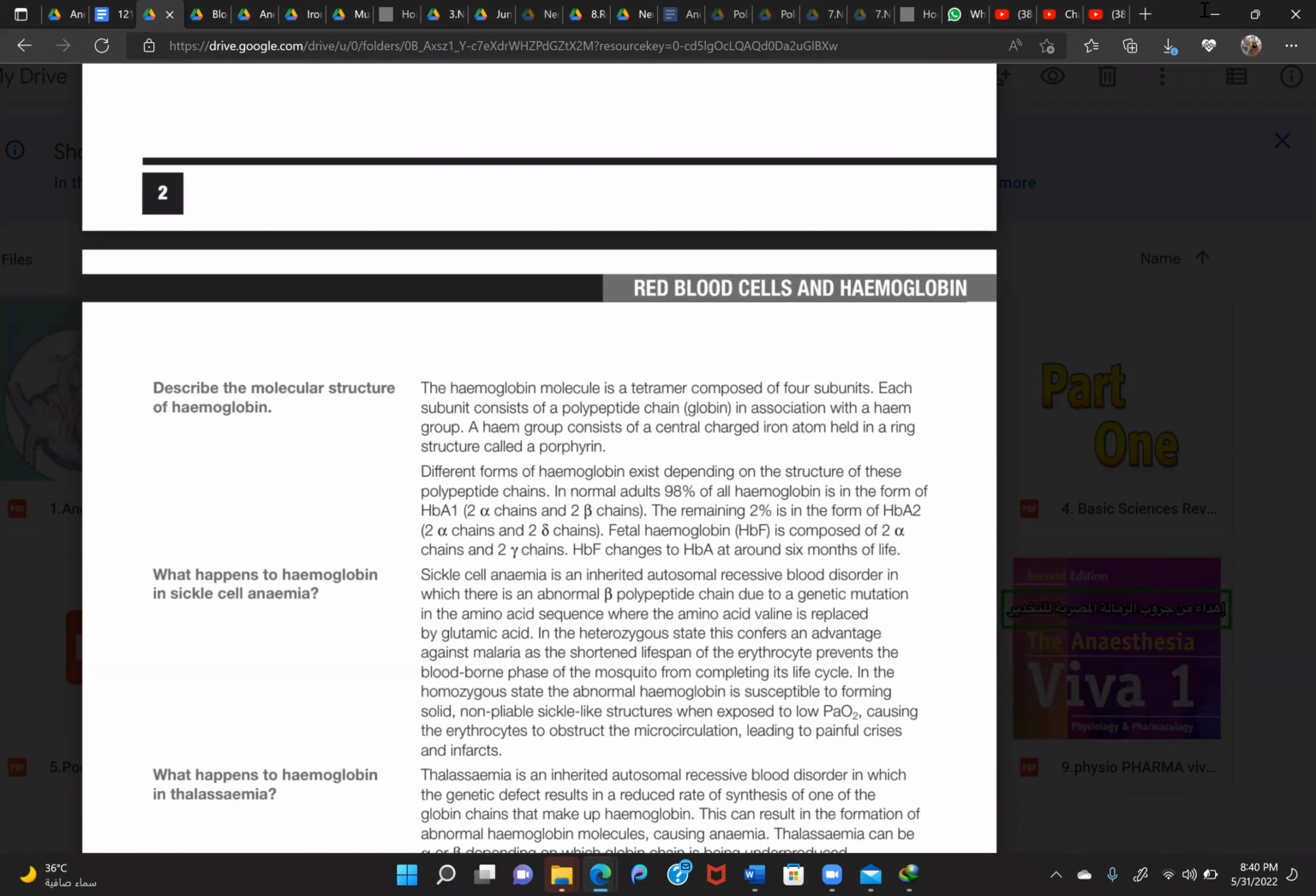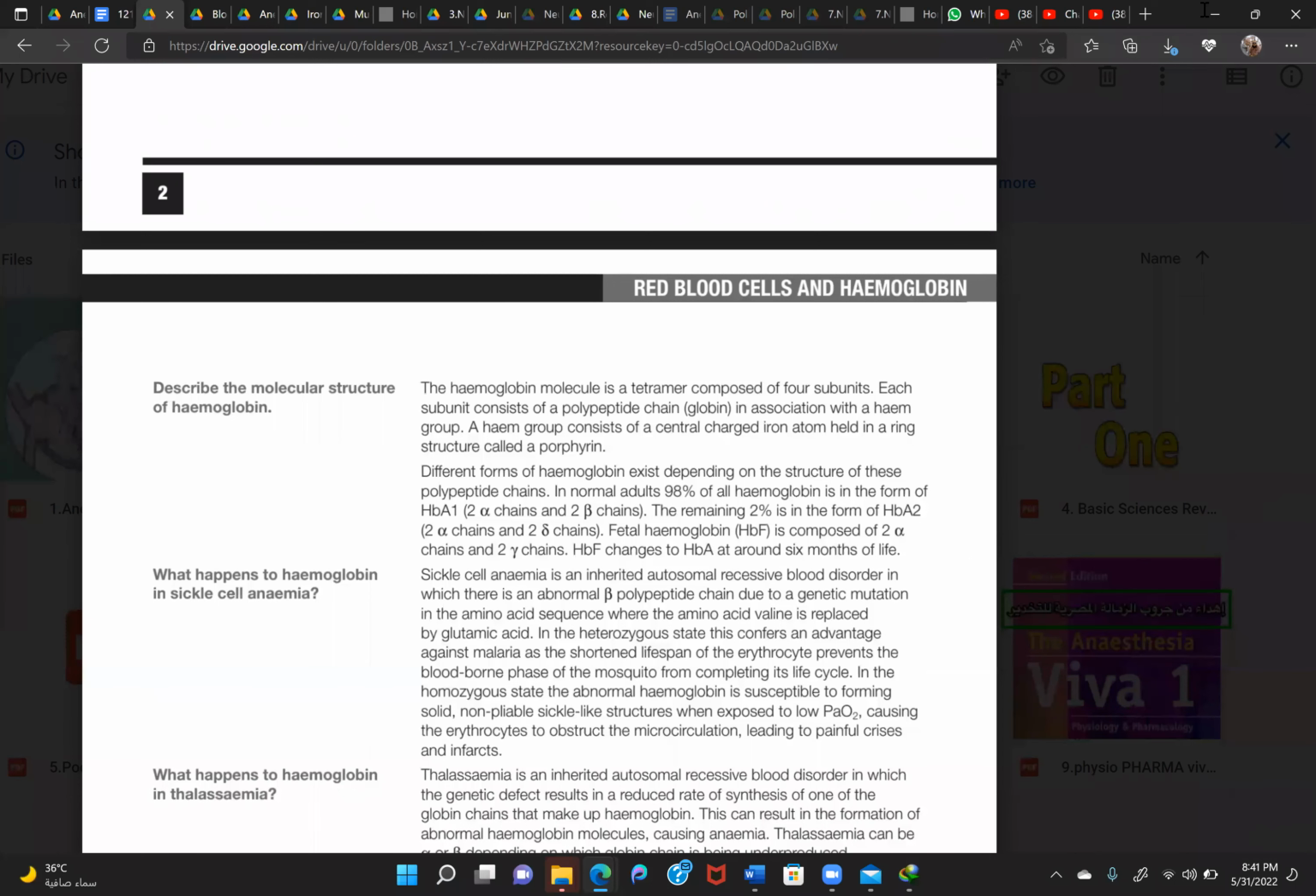Fetal hemoglobin has a very high affinity for oxygen, so the curve is shifted to the left, and it is replaced in adult life after the baby is born. The P50 value is also shifted to the left, so it may be around 19 or 18, something like that. I will just show you.